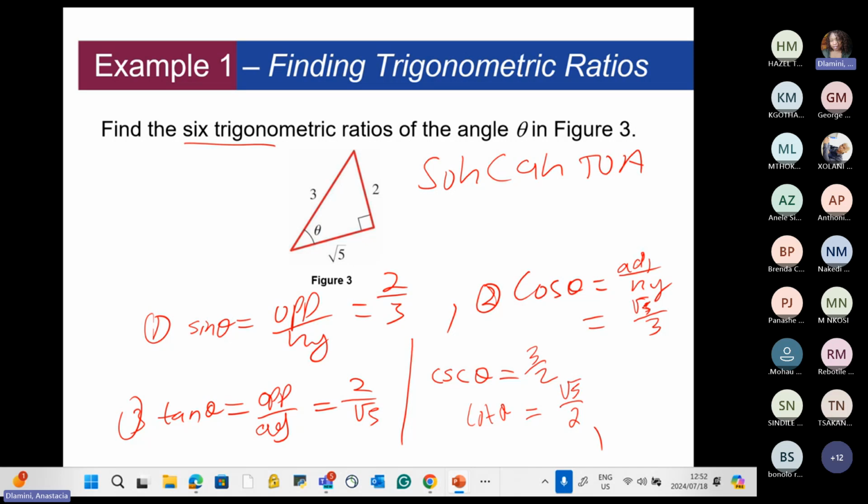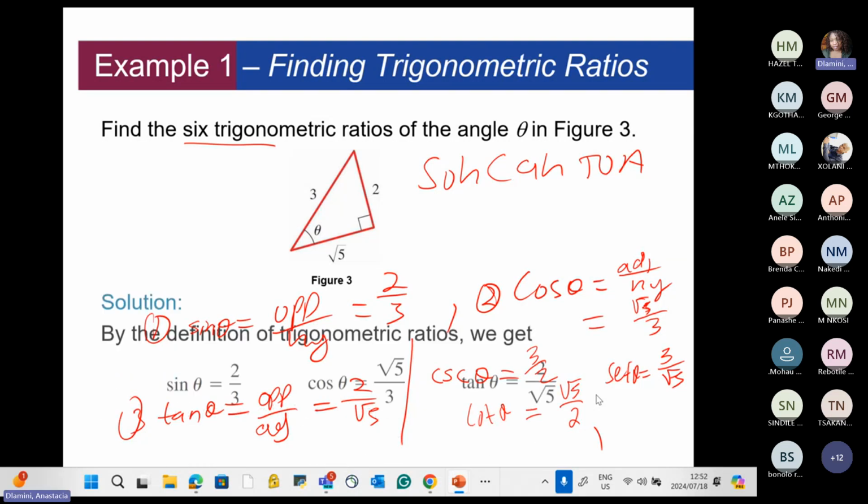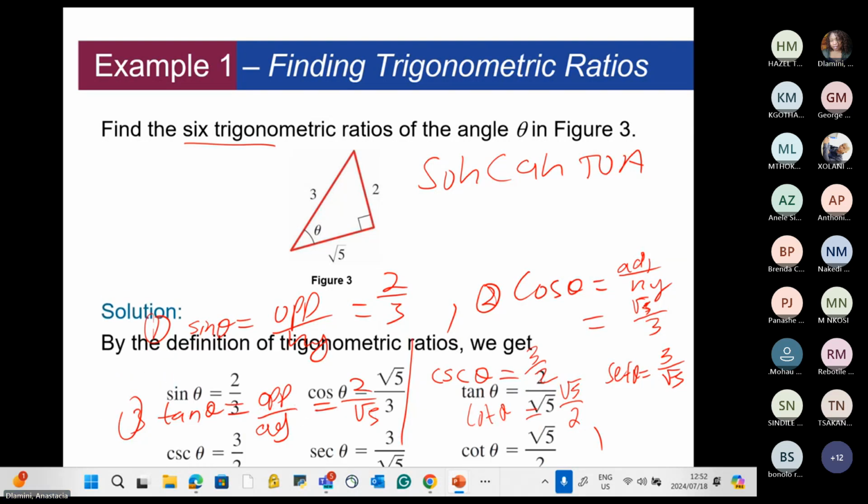Ten names already. And then the last one is sec. What is sec theta? 3 over root 5. Okay, so those are the answers. There we go.